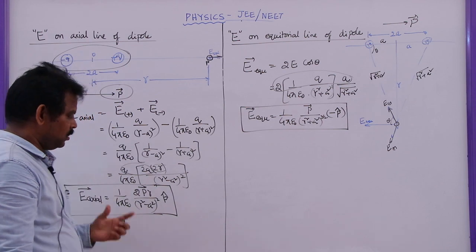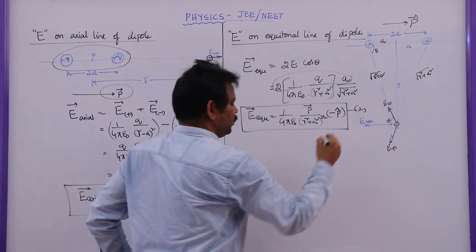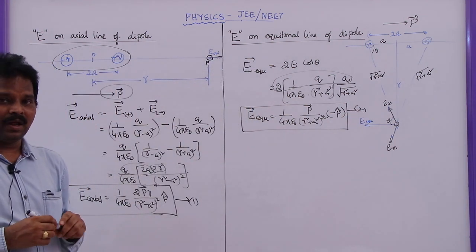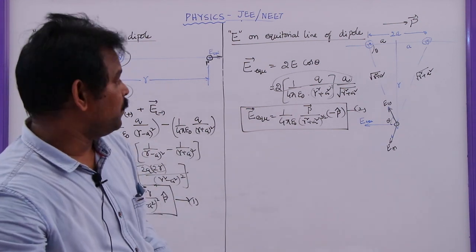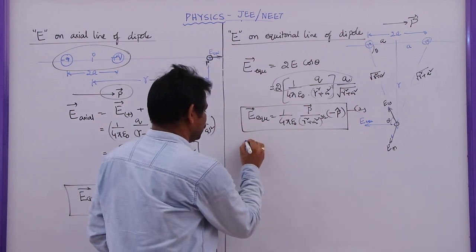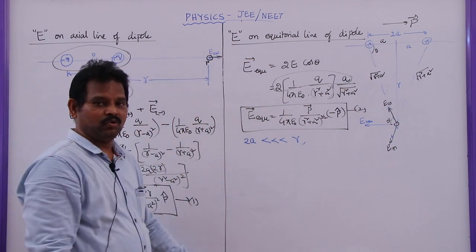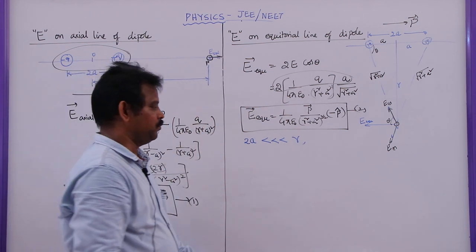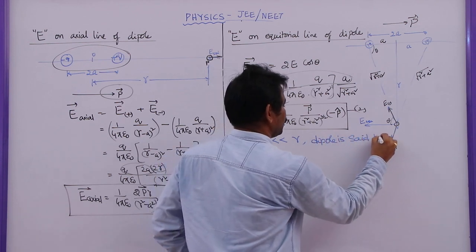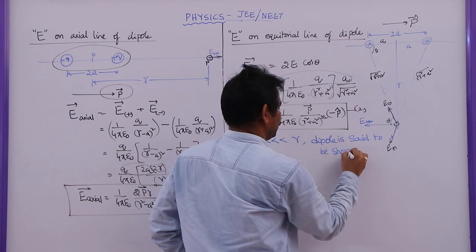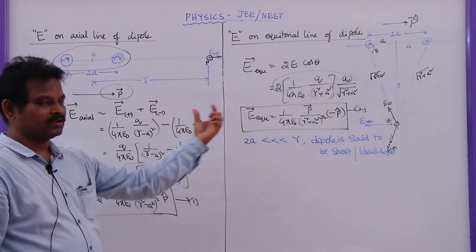So these are the two equations, equation 1 and equation 2. If the size of the dipole is very small, that means if 2a is negligible when compared to these distances, so in both cases, if 2a is much lesser than r, then the dipole is said to be an ideal dipole or short dipole. Then how will these equations change?